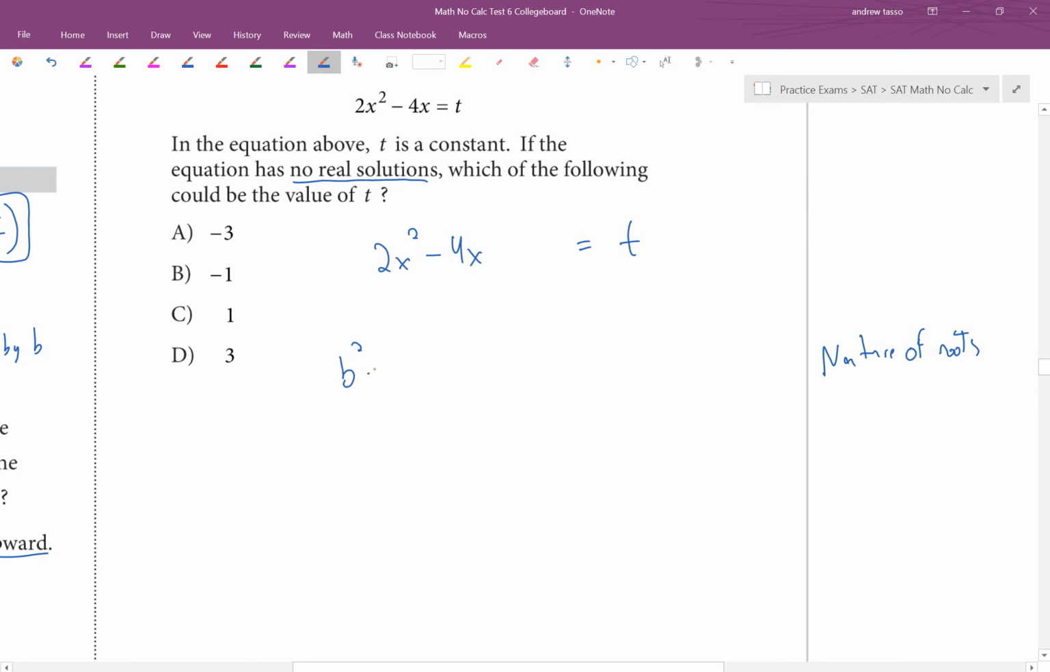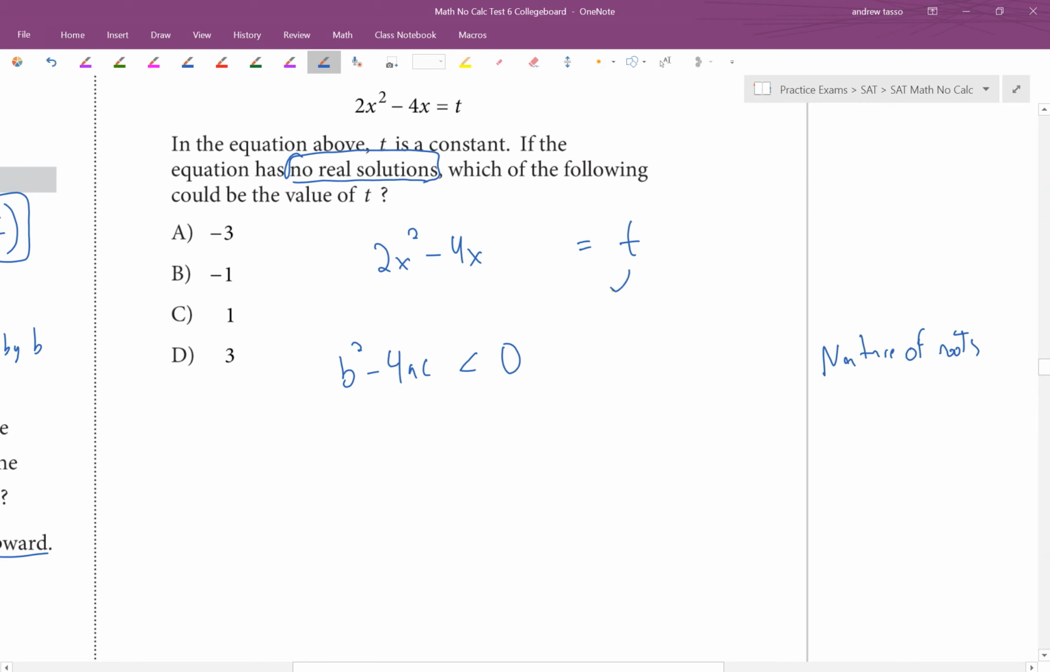The nature of roots is gotten by looking at b squared minus 4ac, which is part of this, the quadratic formula. Should be negative b. Yes, it's the part of the quadratic formula that's underneath the square root symbol. That's the part that governs what kind of roots we're going to have. In this case, we want imaginary roots, because we don't want the roots to be real. So to have imaginary roots, we must demand that that's less than 0.